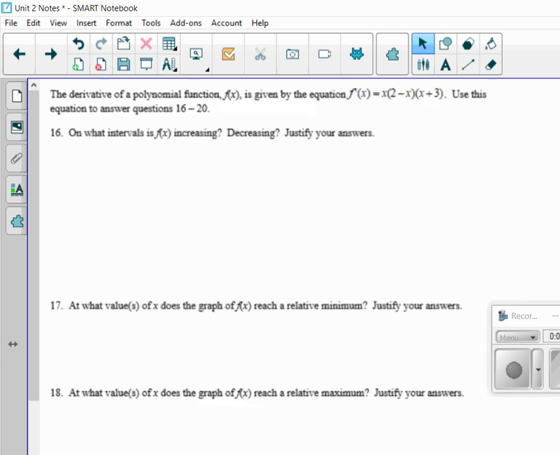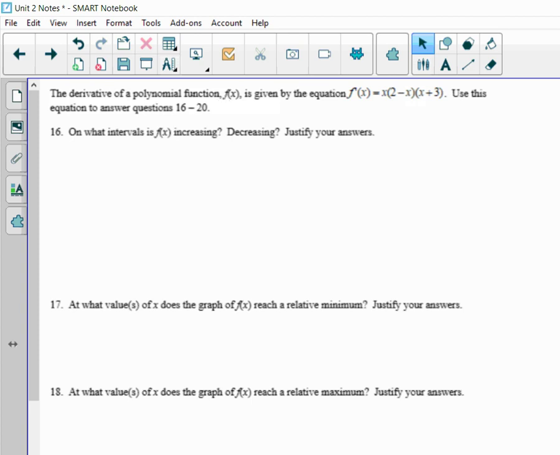Okay, we're going to hope that we got to here in class. So we've looked at graphs, we've looked at tables, and so now we're going to look at equations. It says the derivative of a polynomial function is given by this equation. Use this equation to answer questions 16 through 20.